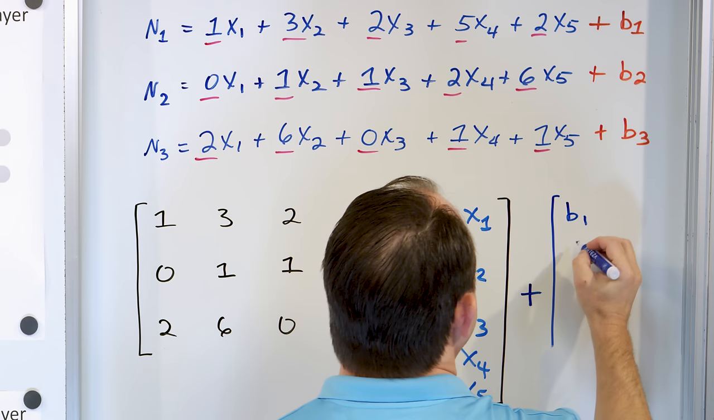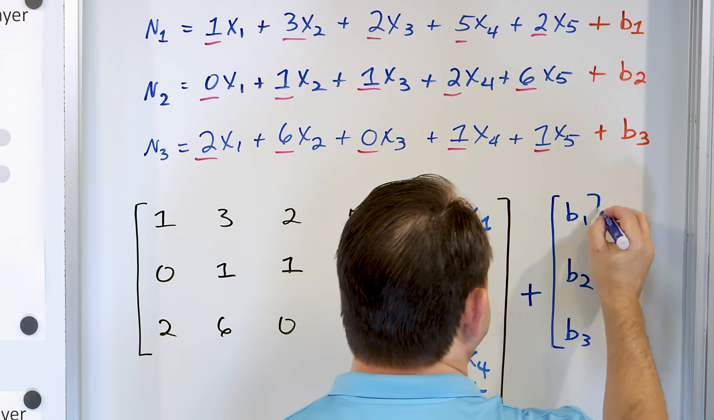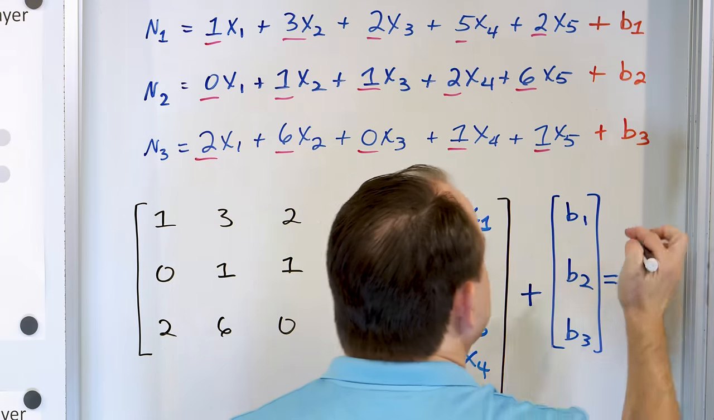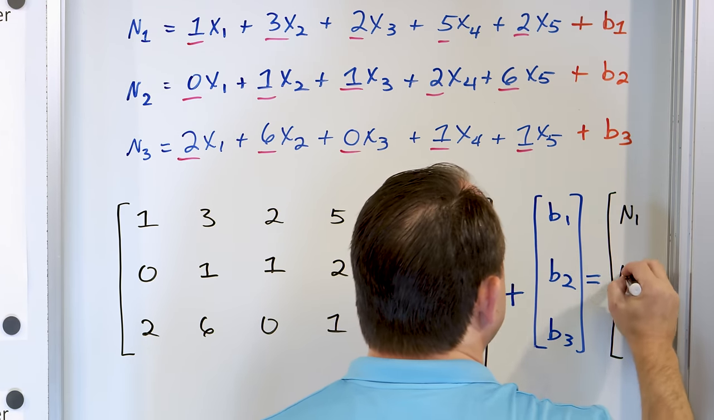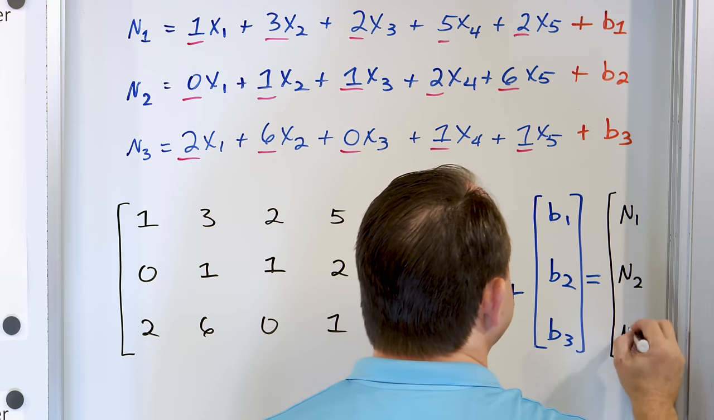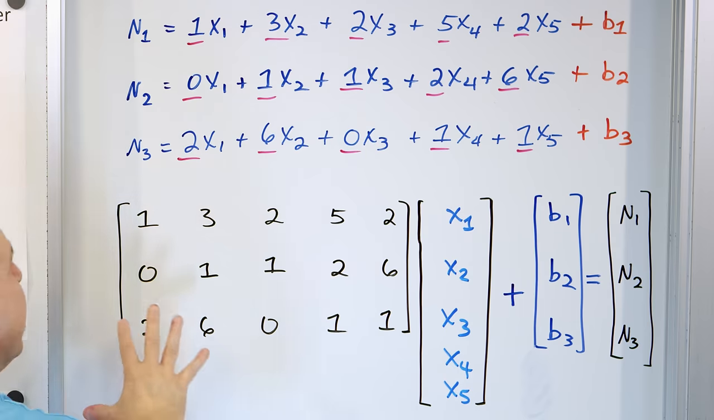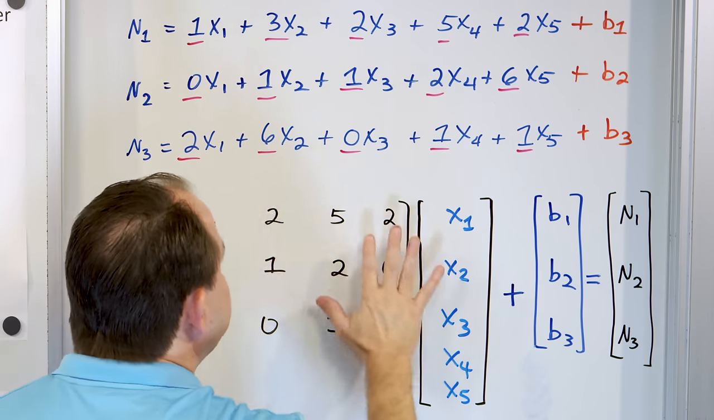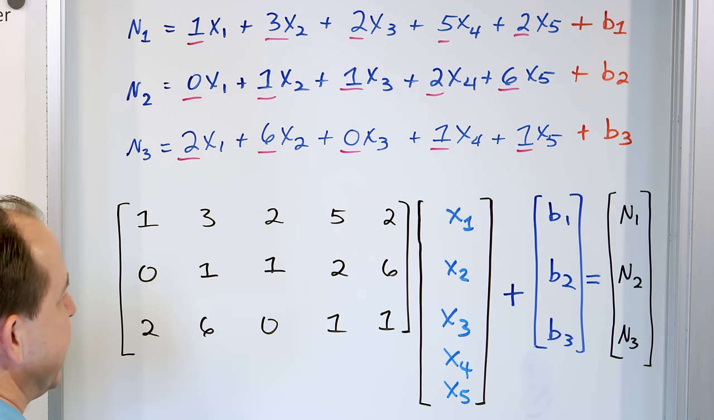Which are B1, B2, and B3, right? And then what is that equal to? That is equal to, over here, the output of neuron 1, neuron 2, neuron 3. Sorry, it's so close to the board here. You get the idea. So what you do to write this thing as a matrix equation is you multiply the coefficient matrix of all of the weights there times the input neurons that you have.